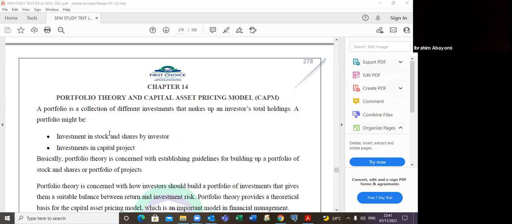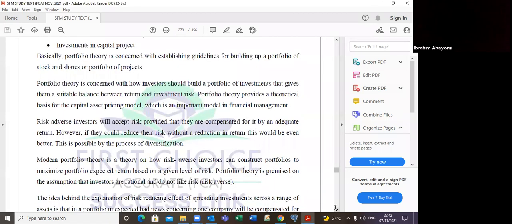Now, investment can be investment in stock. It can be investment in shares. It can be investment in non-current assets. It can be investment in projects. Any kind of investment at all. Investment can take any form. So when we say investment, it's not limited to, say, buying shares or buying bonds. It can be investment in anything at all.